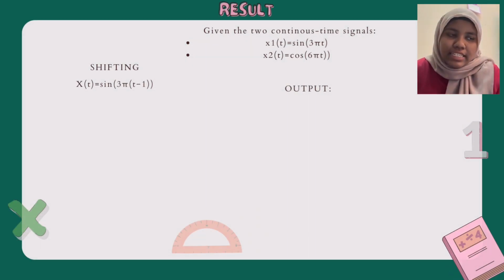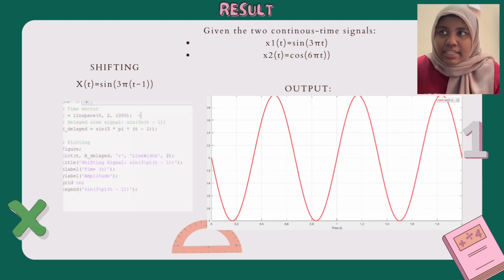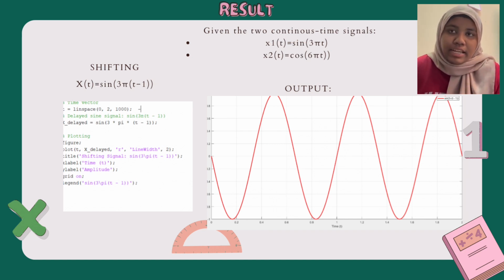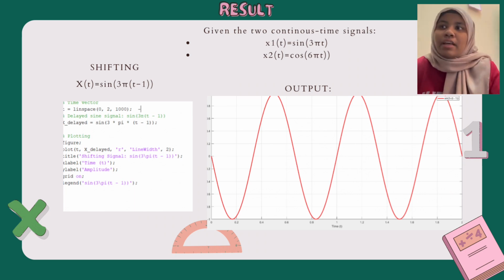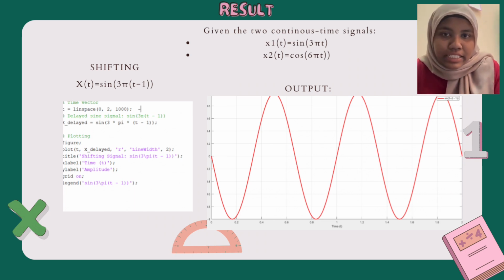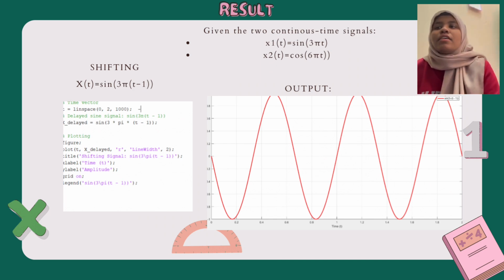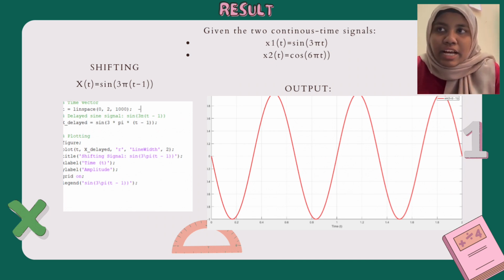So that is the last task for question 1. For this operation, we apply a time shift to signal x1, that is sin 3 pi t. By shifting the signal to the right by 1 second, we get the new equation x(t) equal to sin 3 pi (t minus 1). So this means the signal starts 1 second later than before.